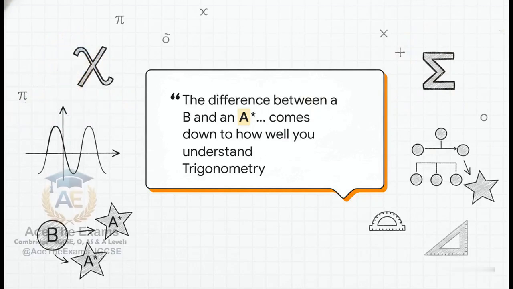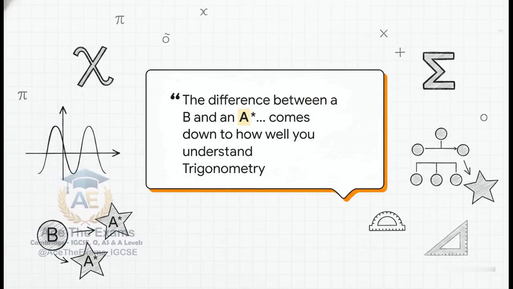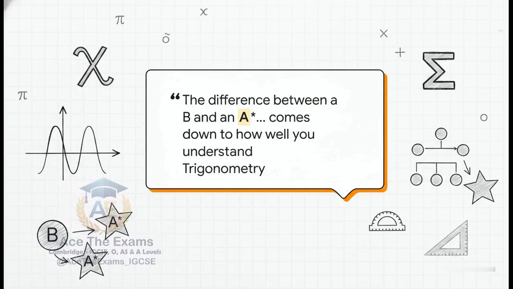The gap between a good student and an elite, top-tier A-star candidate isn't about natural, born genius. It is entirely about understanding exactly what the Cambridge examiner is looking for when they construct these harmonic form questions. We are going to fix these errors right now.